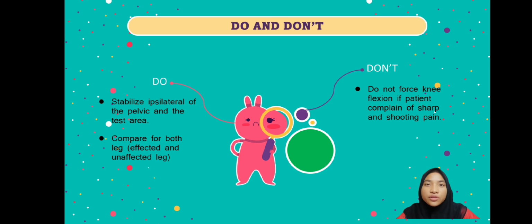The do's and don'ts for this test: do stabilize the ipsilateral pelvis and the test area, and compare both legs, affected and unaffected. Don't force knee flexion if the patient complains of sharp or shooting pain.